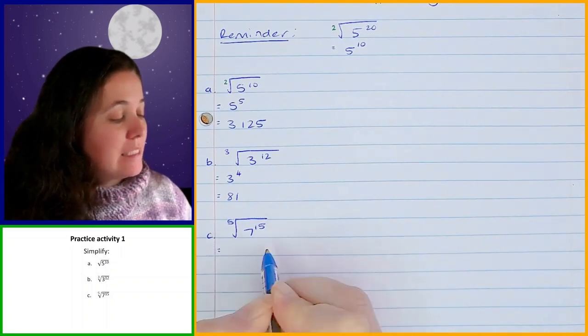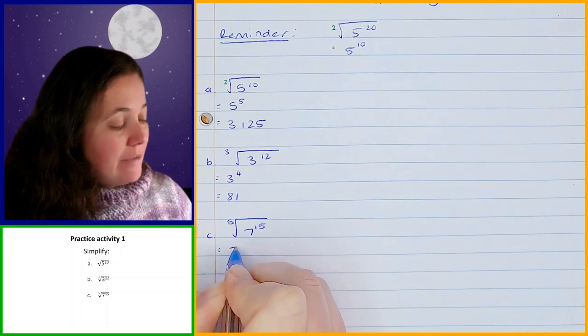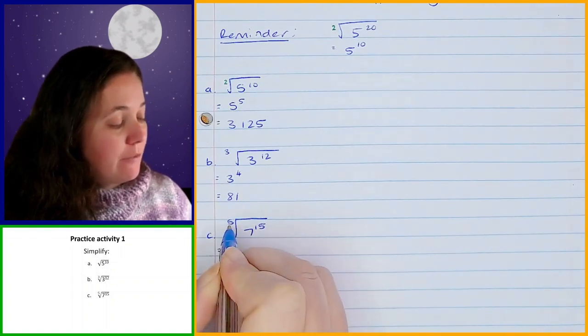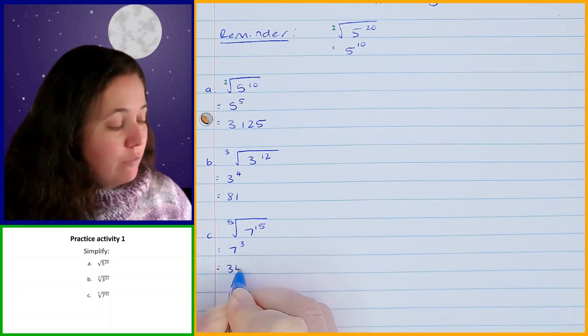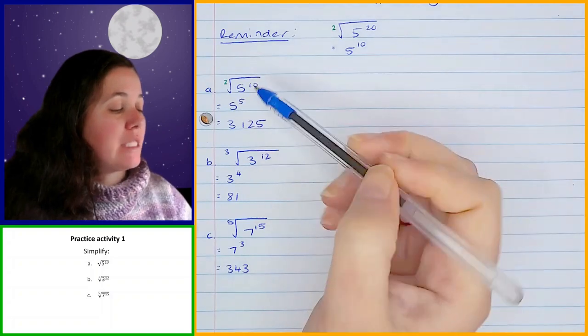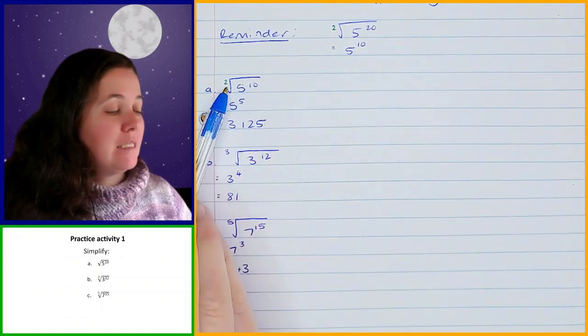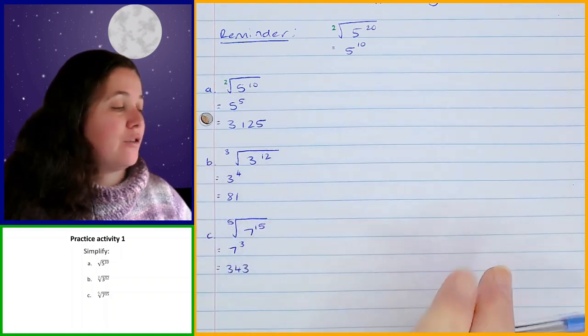Okay, then the fifth root of 7 to the power of 15 is 7 to the power of 15 divided by 5, which is 3. So 7 to the power of 3 is 343. That is one of the ones that you should already know as well. So over here, we took our exponent each time and we divided it by the index of our radical.